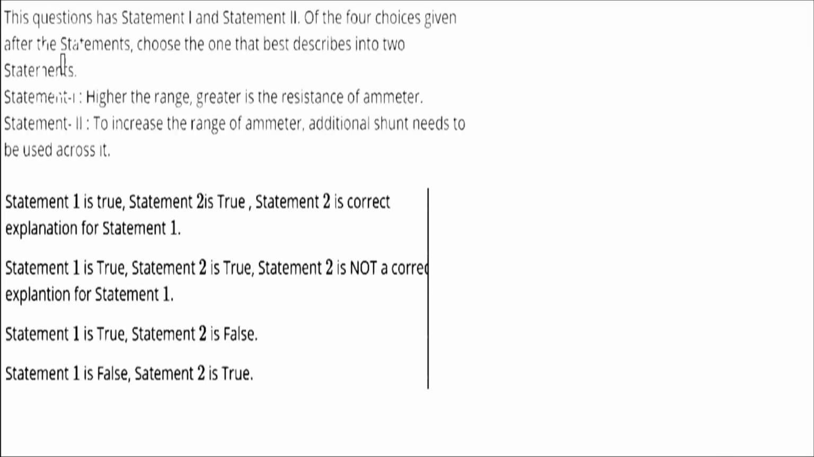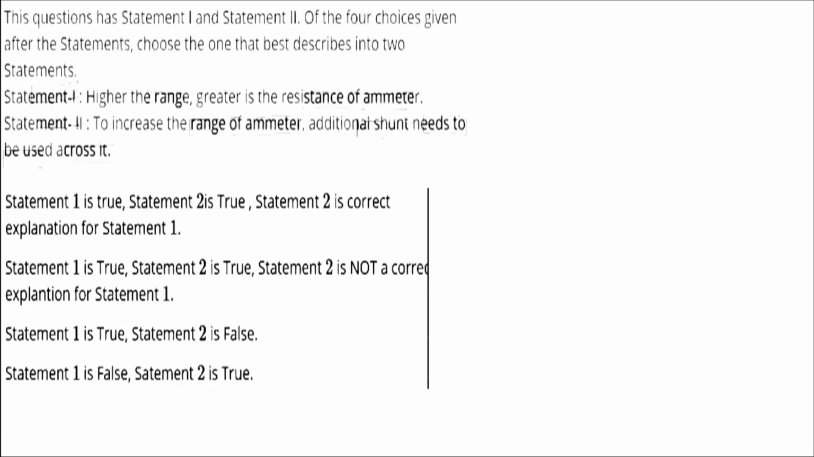In this problem, we are given statement 1 and statement 2. Of the four choices given after the statements, choose the one that best describes the two statements. Statement 1: higher the range, greater is the resistance of the ammeter. Statement 2: to increase the range of an ammeter, an additional shunt needs to be used across it.